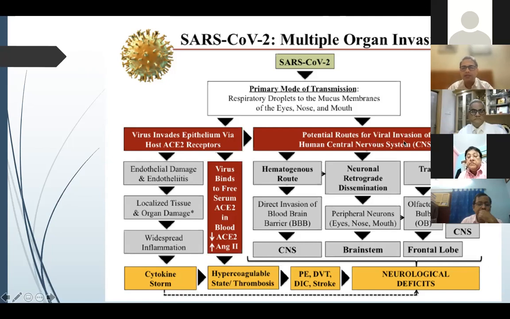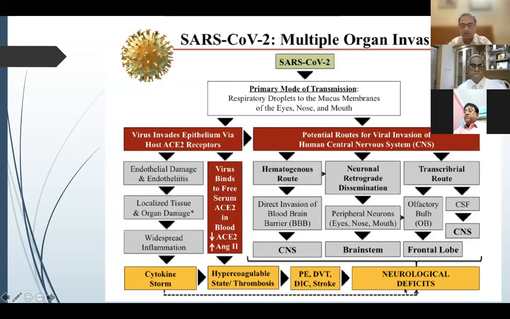Another potential mechanism is direct invasion of the CNS, as we mentioned, through the hematogenous route and neuronal retrograde dissemination through the nose, or through other afferent neurons which connect different parts of your body, like the lung or gut, to the brain. They can all retrogradely go back to the brain and infect different parts of the brain, including the brainstem. And the end result of all these different pathomechanisms is inflammation-related brain disease, like cytokine storm leading to encephalopathy, encephalitis, and seizure, and a hypercoagulable state leading to ischemic stroke or cerebral venous thrombosis, and different other neurological diseases.